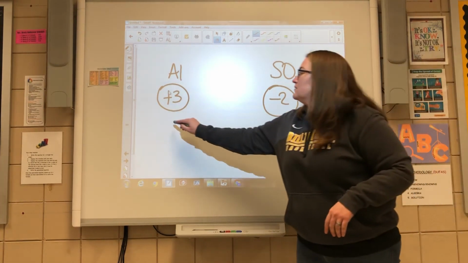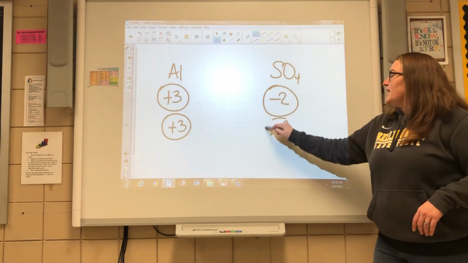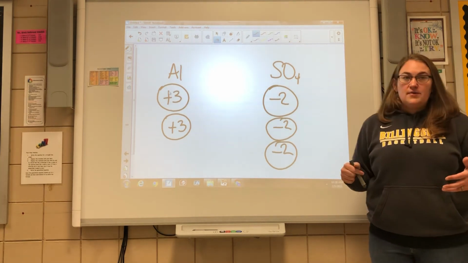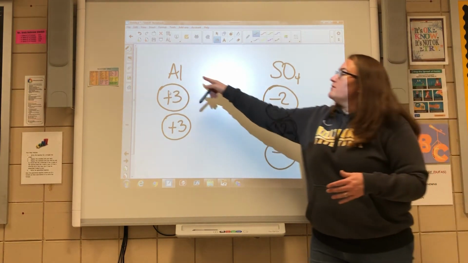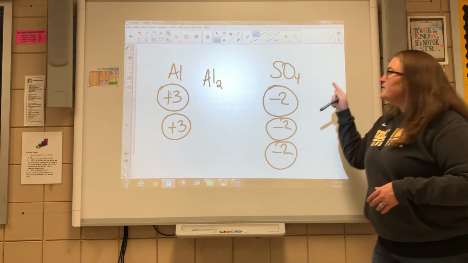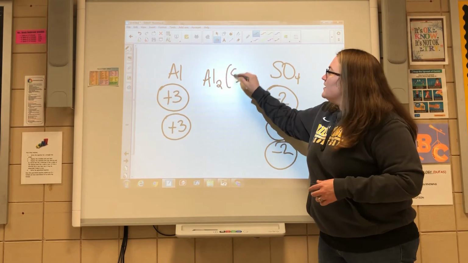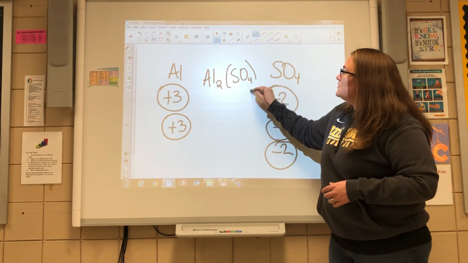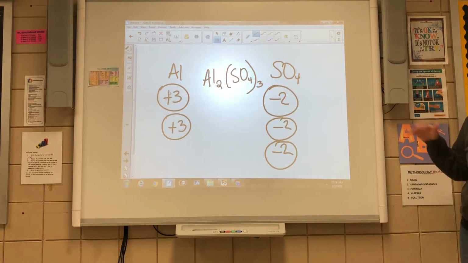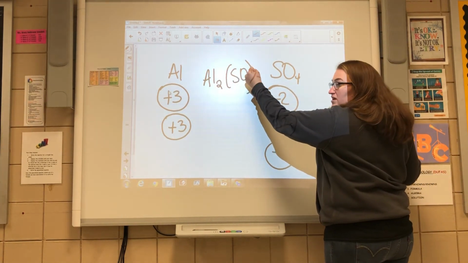So I've got +3. I need a -2 here. I need a -2 here. So they balance out now, right? How many aluminums do I have? 2, I have 2 aluminums. How many sulfates do I have? 3. So I'm going to write that in parentheses, and I'm going to put a 3 right here. Okay? So now that formula is telling me I have 2 aluminum and I have 3 sulfate units.